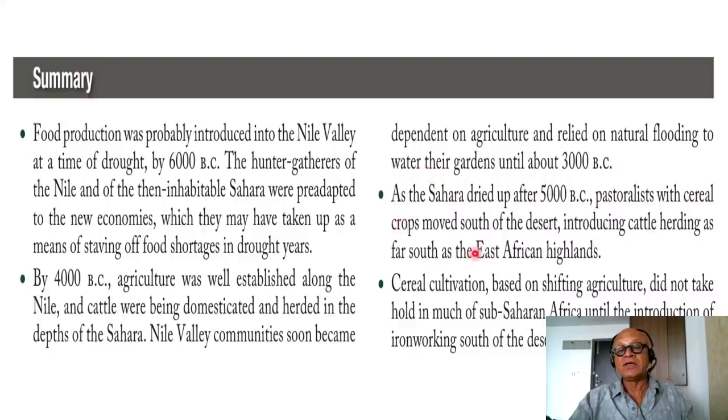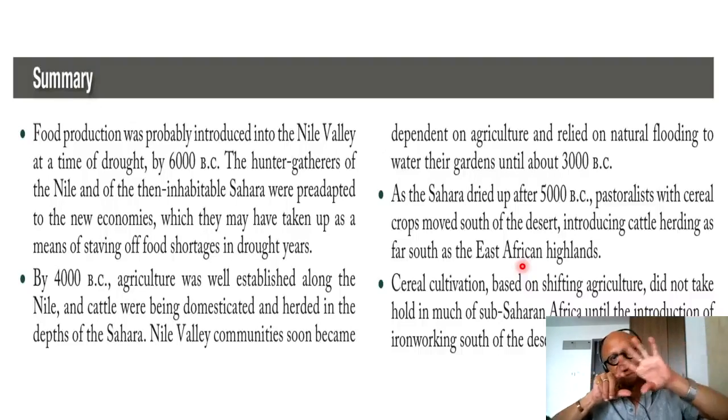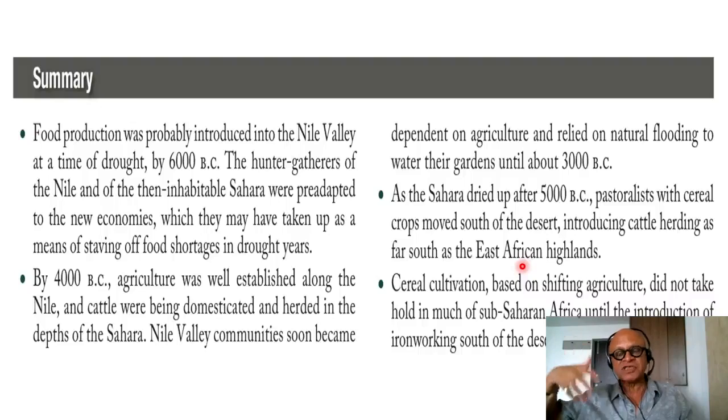Okay. So as the Sahara dried up after 5000 BC, pastoralists with cereal crops moved south of the desert, so into wetter regions, introducing cattle herding as far south as the East African highlands. So the East African highlands basically separate the monsoon regime in the central west and the drier regions to the northwest, and to the east of it you have, of course, very varied vegetation we talked about, with grasslands, savannas and so on being dominant.